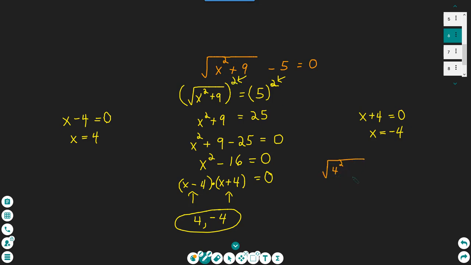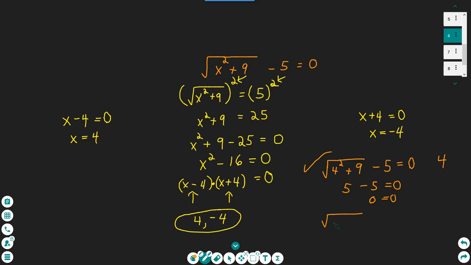The square root of 4 squared plus 9, and then minus 5 equals 0. What do we get? 4 squared is 16. 16 plus 9 is 25. The square root of 25 is 5. So we have 5 there, minus 5 equals 0. That actually checks out, right? So that means 4 is a solution. This checks.